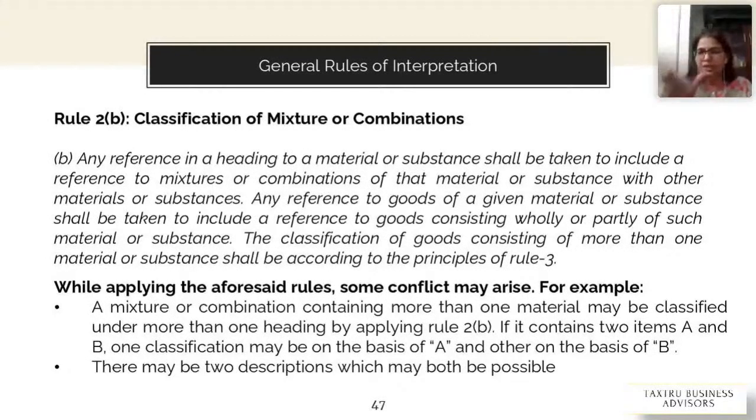Let's say in a particular chapter note, there is a mention of some particular form of iron, and there is some other heading also mentioned in other chapters. So what they are saying is that if there is a mention of some particular product or material in any chapter, then you cannot apply any other test over that.